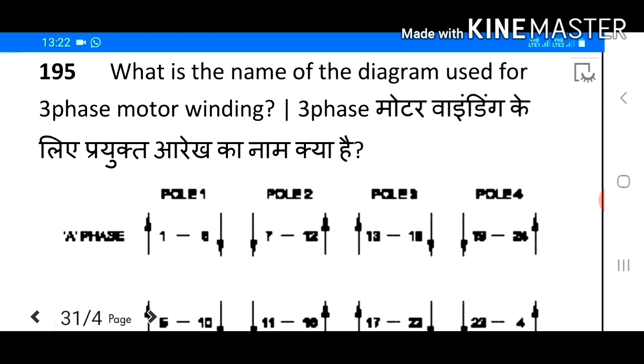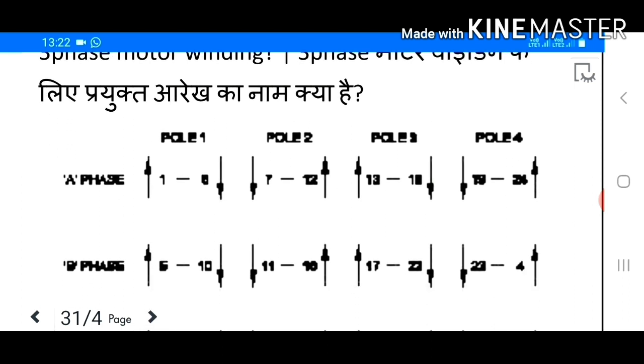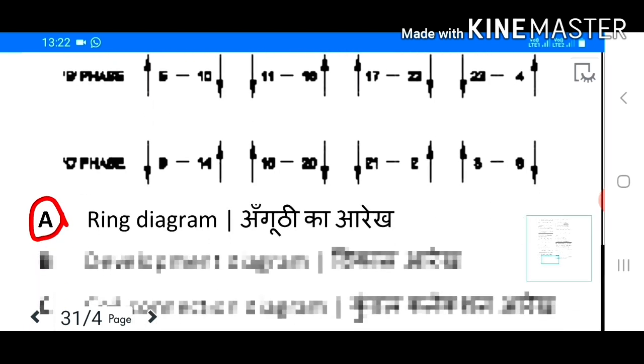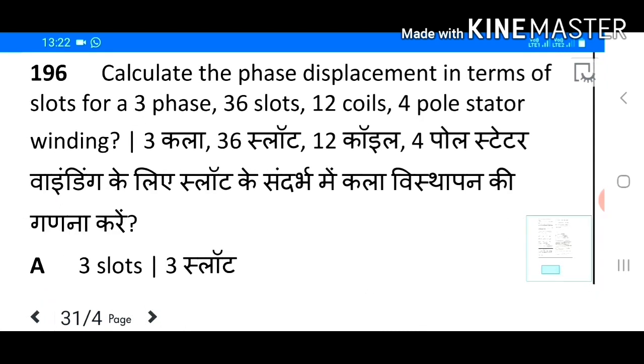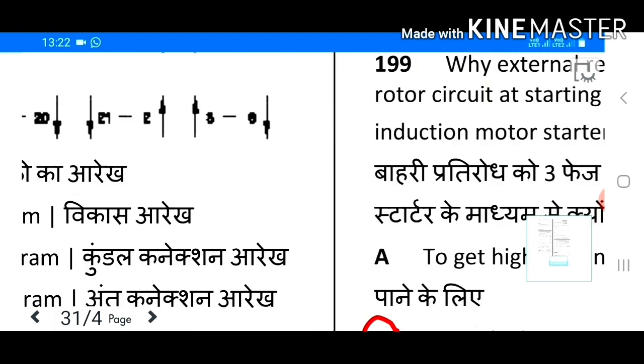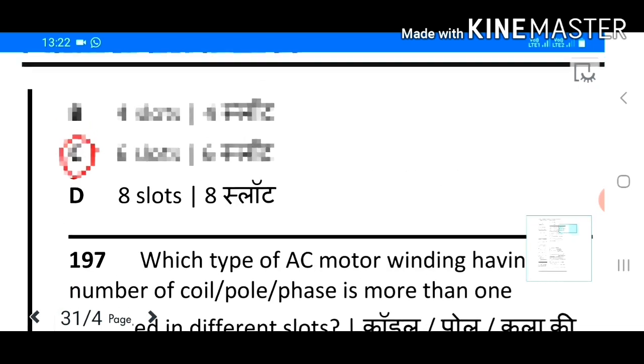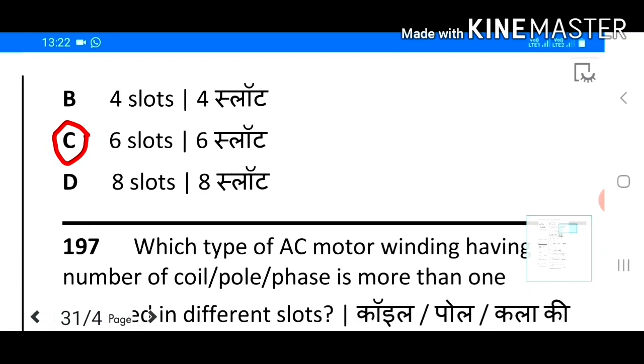195. What is the name of the diagram used for 3-phase motor winding? Answer A. Ring diagram. 196. Calculate the phase displacement in terms of slots for a 3-phase 36 slots 12 coils 4-pole stator winding. Answer C. 6 slots.